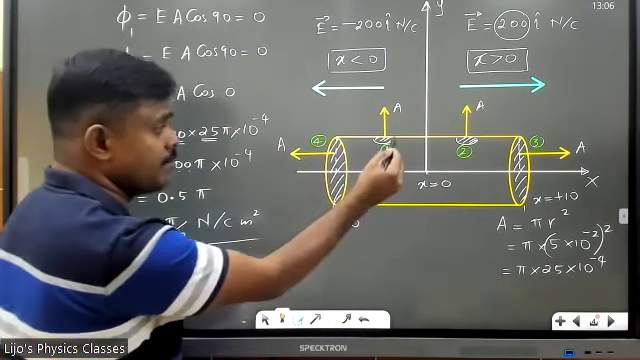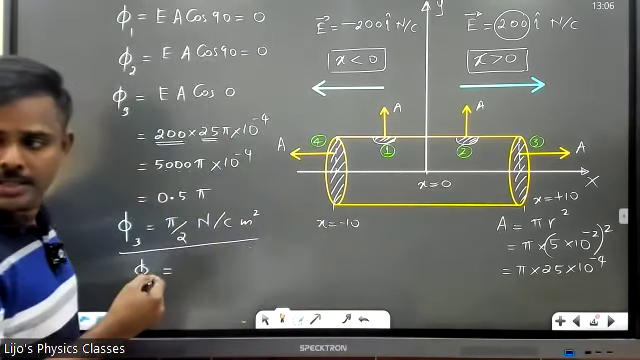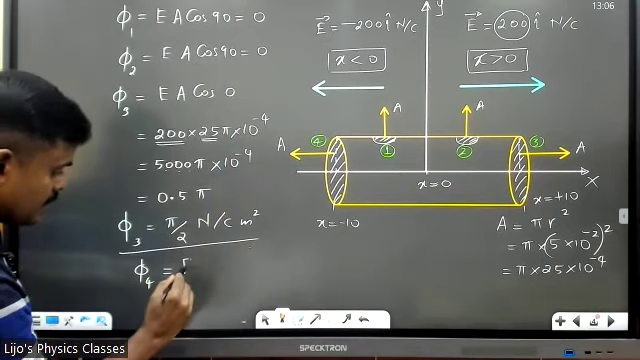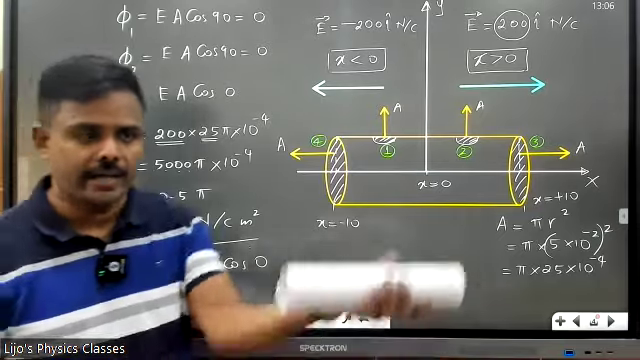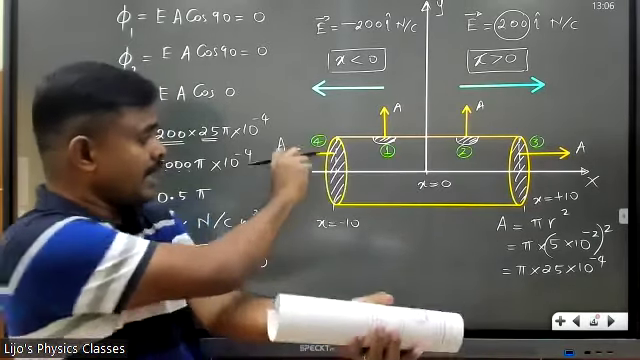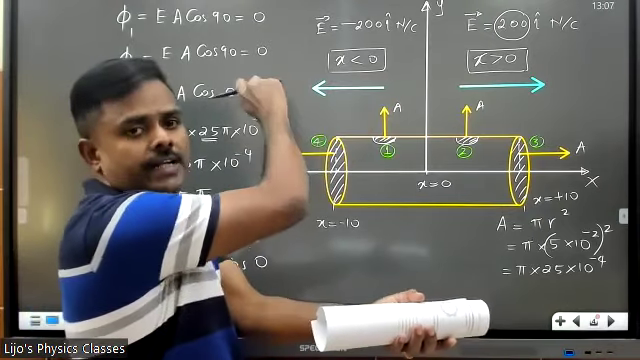I've given numbers to all the surfaces, right? 1, 2, 3, 4. Tell me about the fourth surface. E into A into cos of 0. Why? Look at the left surface. Area vector to the left. Electric field is also to the left.